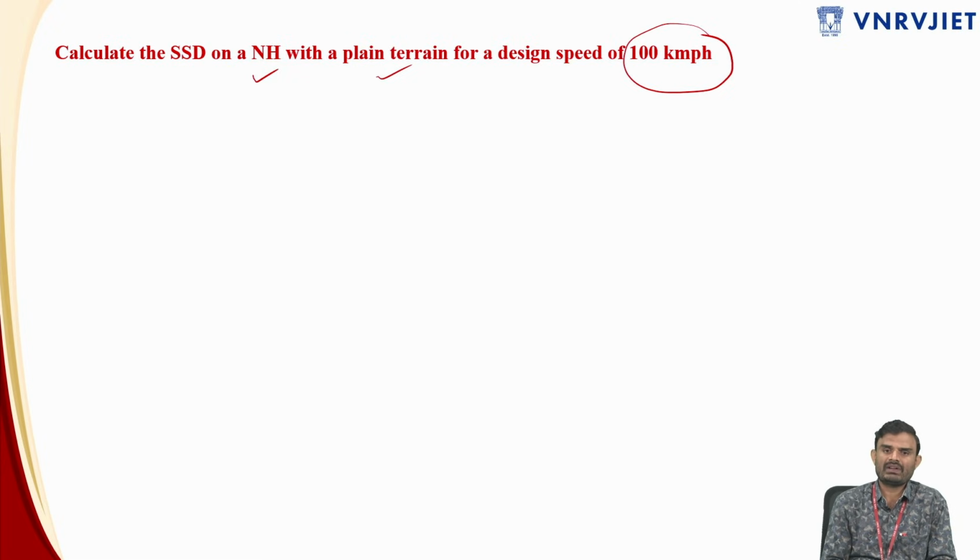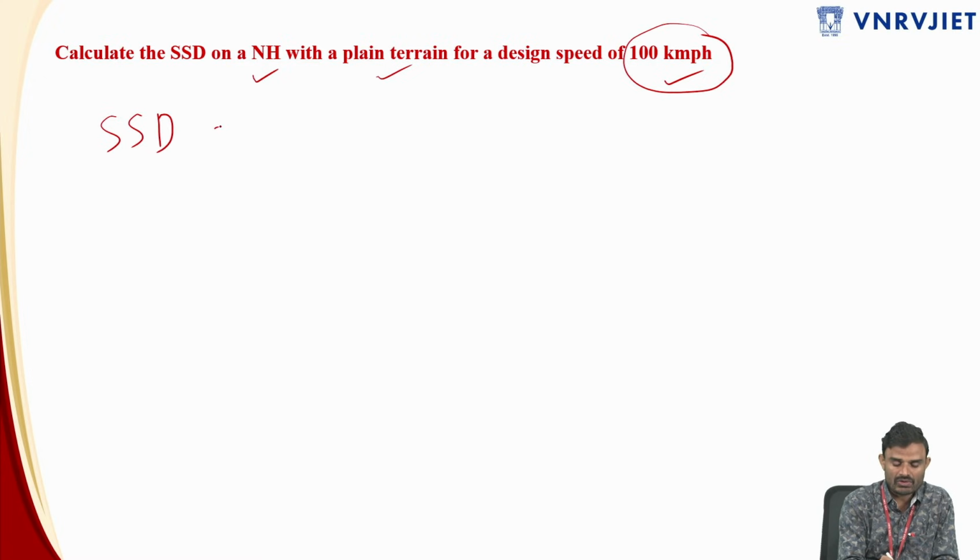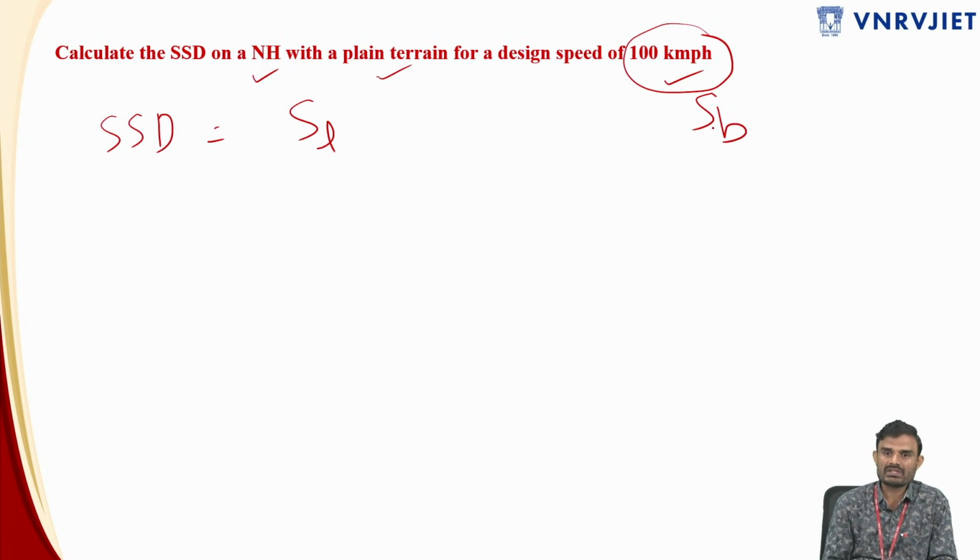So you have to refer to the tabular column regarding the speeds in order to have the value of the speed. Luckily here they have given the speed of the vehicle, so you have to take the speed of the vehicle. So here we have to calculate the value of SSD, which is going to have lag distance SL plus braking distance SB. I am dividing this into two portions. One is the lag distance and the other one is the braking distance.